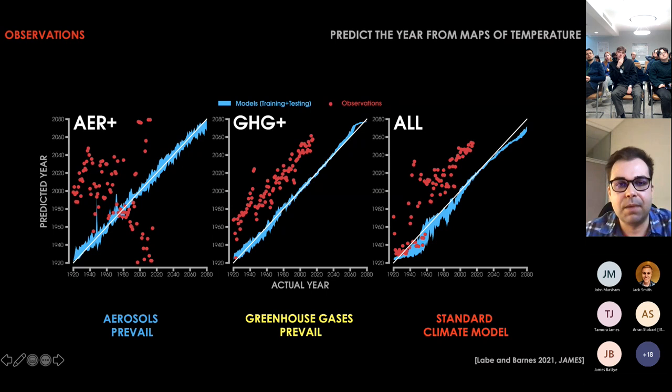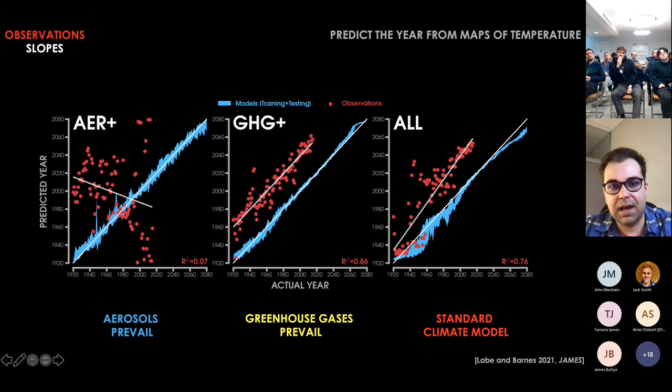So what we really care about here is the slope of the lines. In other words, is the neural network able to learn time-evolving patterns and able to know the year? So our metric here is capturing this one-to-one slope. So what's interesting then is looking on the right-hand side. The all simulation is that climate model that's supposedly the most realistic because it has greenhouse gases and observations, but you can see the actual slope of those red dots when we test observations.